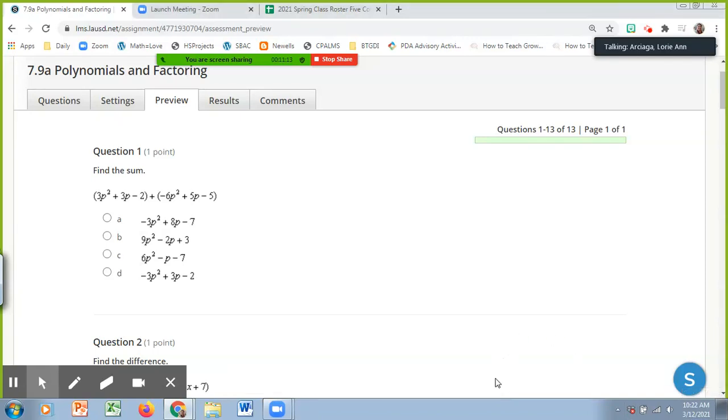Ready? So we will review first how to add and then how to get the difference. Then we'll go to multiplying, and then the last topic we did this chapter was factoring. Okay, so when you are adding here, we can line up the like terms together, right?